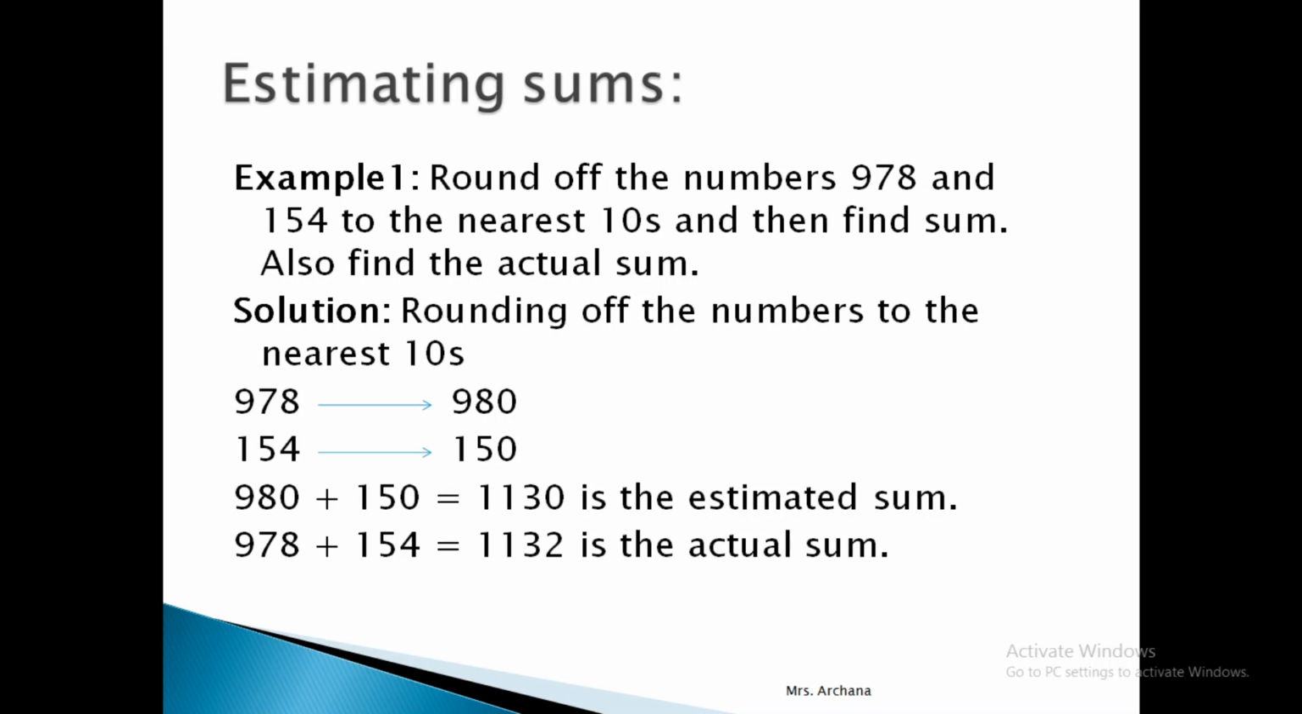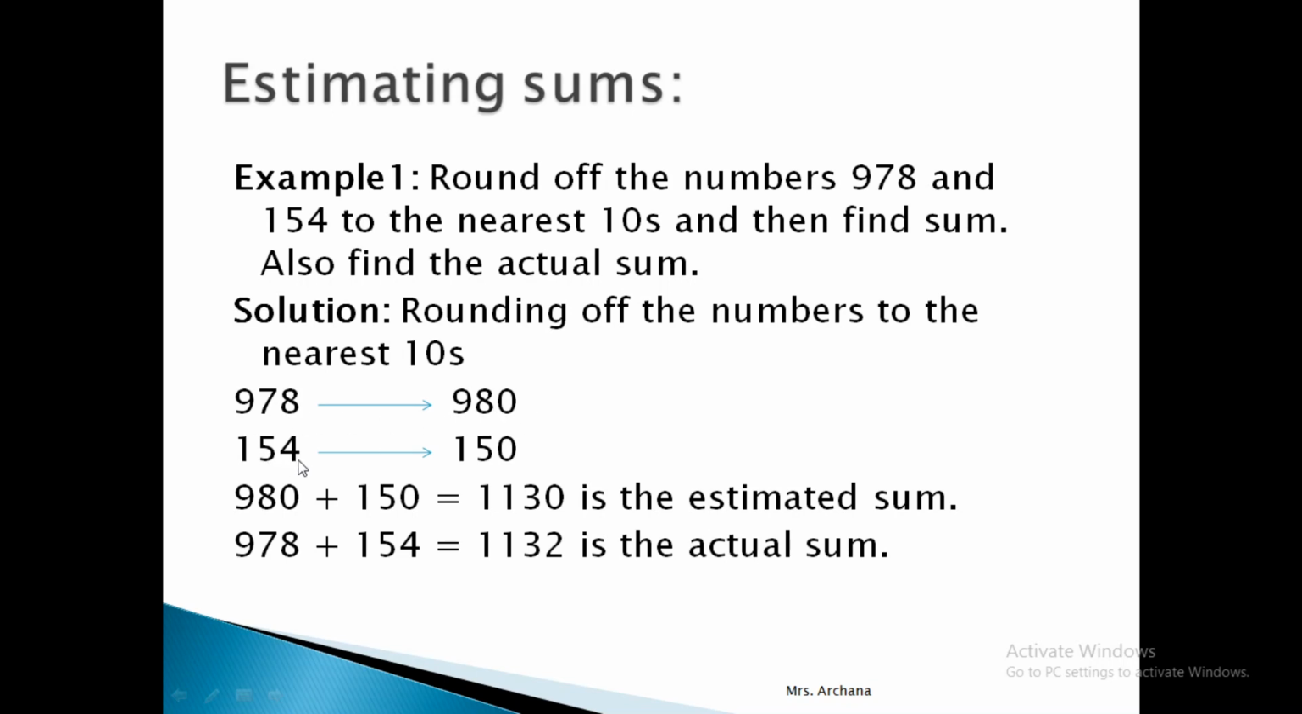So nearest 10 means we have to see here the ones place. So rounding off 978: 78 is nearest to 80. See, there are two possibilities. We have to find whether 978 is nearest to 980 or nearest to 970. Obviously 78 is nearest to 80, so after rounding off we write 978 as 980.